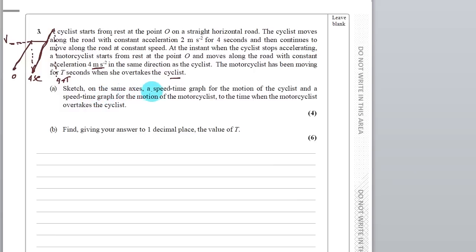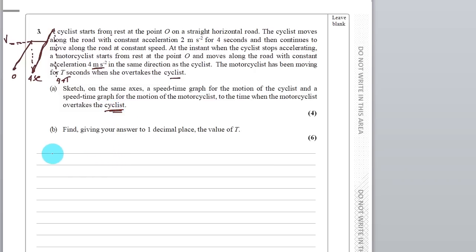Sketch on the same axes the speed-time graph for the motion of the cyclist and the speed-time graph for the motion of the motorcyclist up to the time when the motorcyclist overtakes the cyclist.